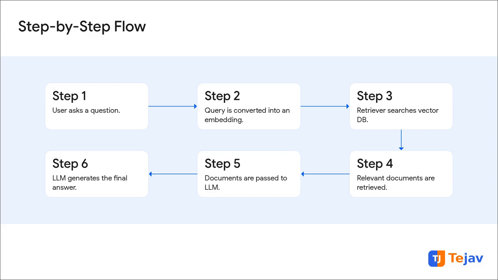Now, step 4 is super important. The system doesn't pull back everything. It only grabs the most relevant documents. This is often called top K retrieval, where K is just the number of results you want, like the top 3 or top 5. Those chosen documents are then passed as context to the LLM, which generates the final answer.